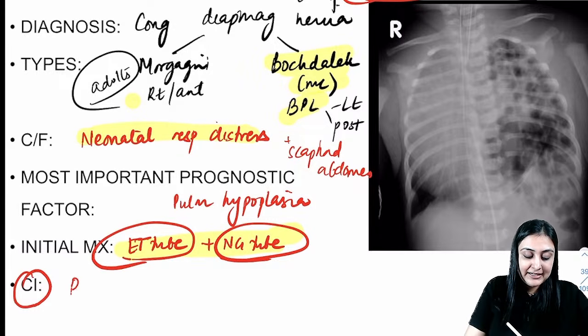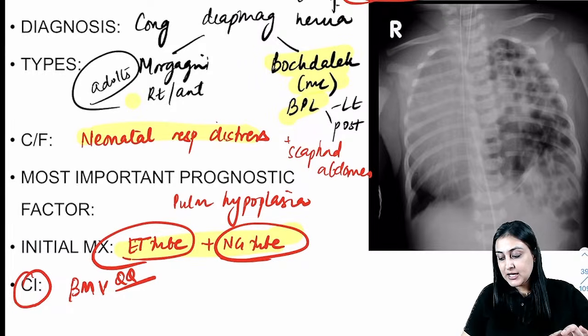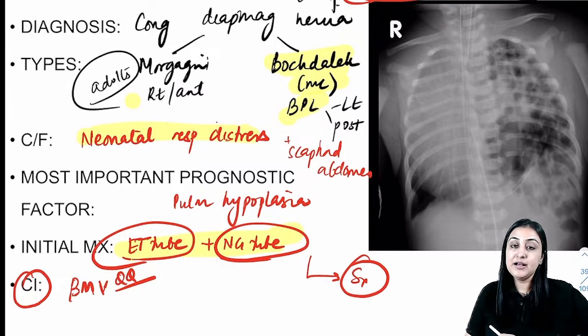What is contraindicated? Very important question. Bag and mask. Never do a bag and mask ventilation in this case. Okay, so this is what we are seeing about CDH. These are all the possible questions that can be asked. Definitive management is going to be surgical repair.